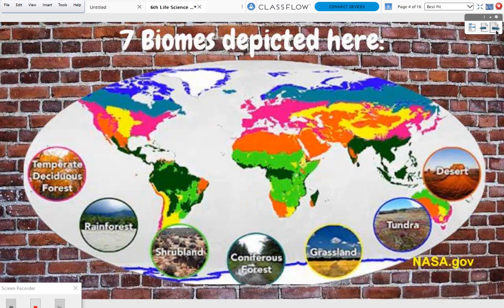The next slide is just a bigger version of the same graphic. I just wanted to blow it up and make it a little bit bigger, and you can find this graphic on the nasa.gov website, but you can see how, based on where you're located on the globe, what type of biome you're going to be surrounded by.